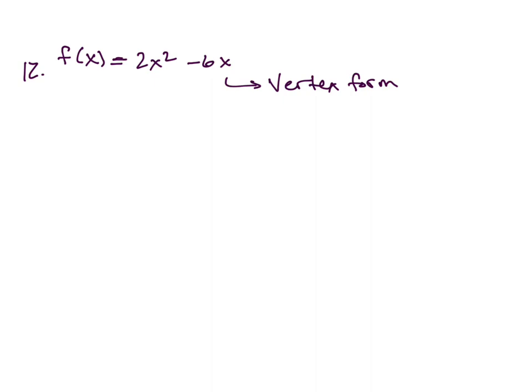Makes it sound so easy. Yeah. There's no C, so it's fine. Vertex form doesn't involve a C, remember? It's f of x equals a times x minus h squared plus k. There's no C there. How do I start? How do I find the vertex? The h value.